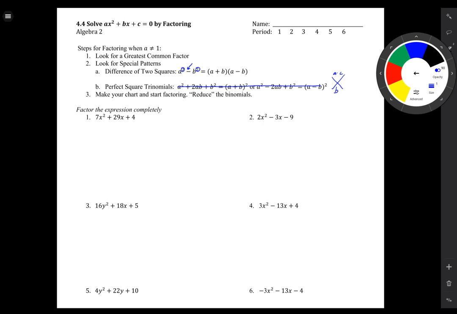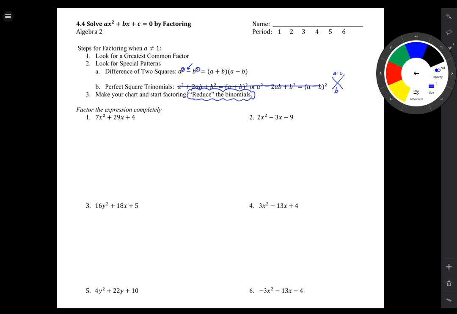However, there's a new thing that you do, and I'll tell you when we're actually doing it. It's pretty much similar to what we learned last time in 4.3, with one additional step to do. So let's go ahead and factor some expressions completely.